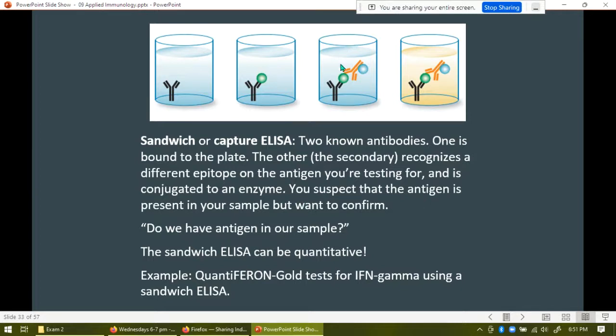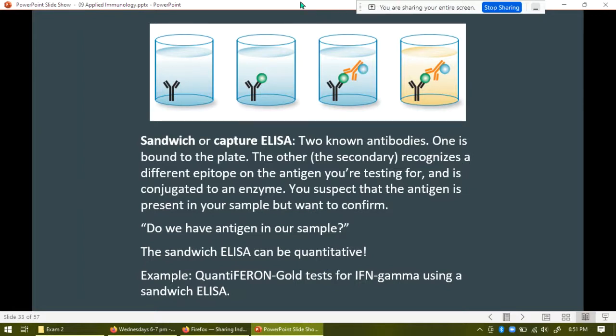So you suspect that the antigen is present in your sample, but you want to do this so that you can confirm that it's present. So you first conjugate your primary antibody to the plate. You wash, then you add your antigen. The antigen binds to the primary antibody. You wash. Any antigen that's in excess or that you aren't interested in gets washed out. Then you add your secondary antibody, and then you wash.